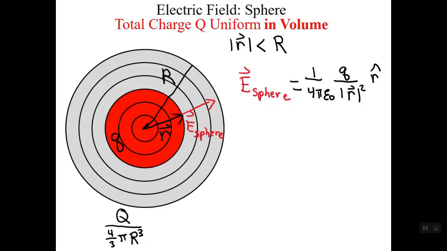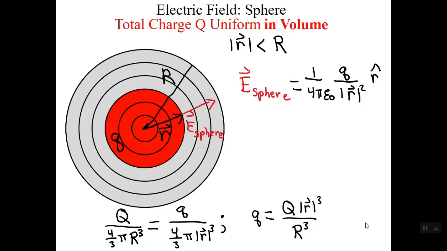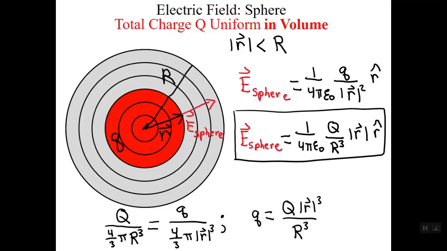And that ratio must be equal to the ratio of the charge small q to the total volume of the smaller sphere shown in red, 4/3 pi times the magnitude of vector r cubed. We can solve this for small q in terms of known quantities. We can then substitute that in to get our final result for observation locations inside the uniformly charged solid sphere.